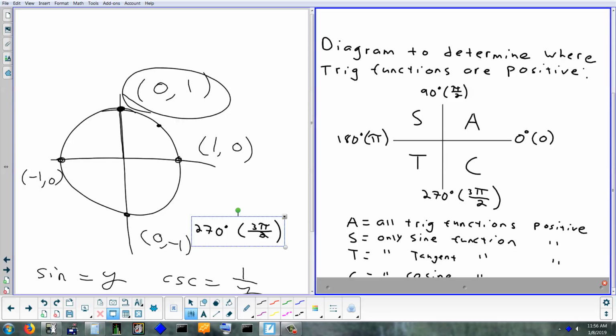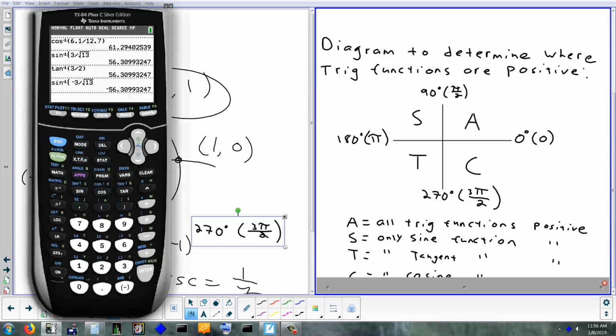In quadrant 2, in other words, if you give me an angle between 90 and 180, 104, if I start taking trig functions of 104 degrees, there's only one that's going to come out positive, and that's the sine. I'll show you. The sine comes out positive. If you take the cosine, it comes out negative. And if you take the tangent, it comes out negative. So the only trig function that's positive in quadrant 2 is sine.